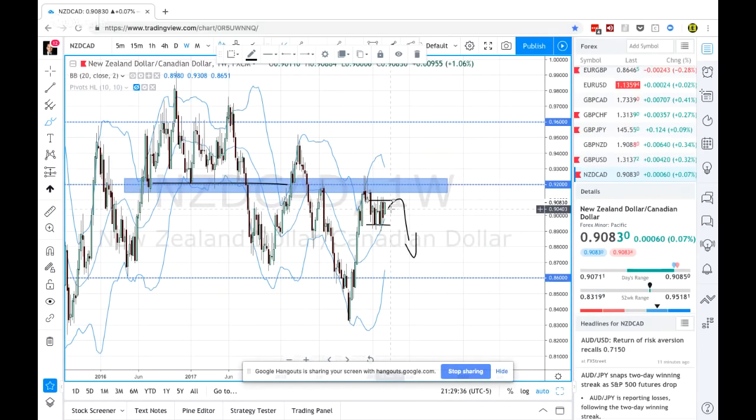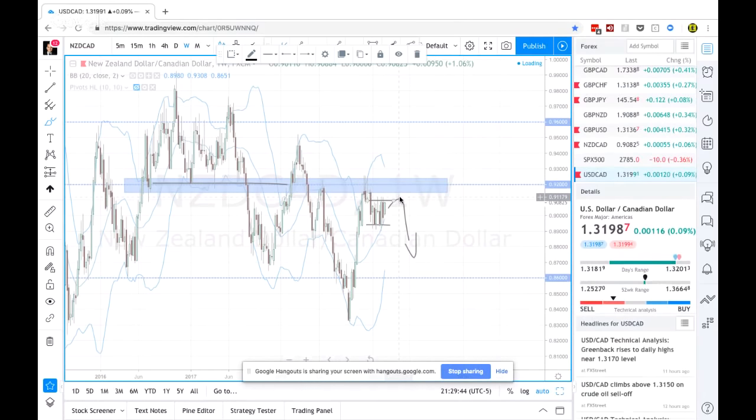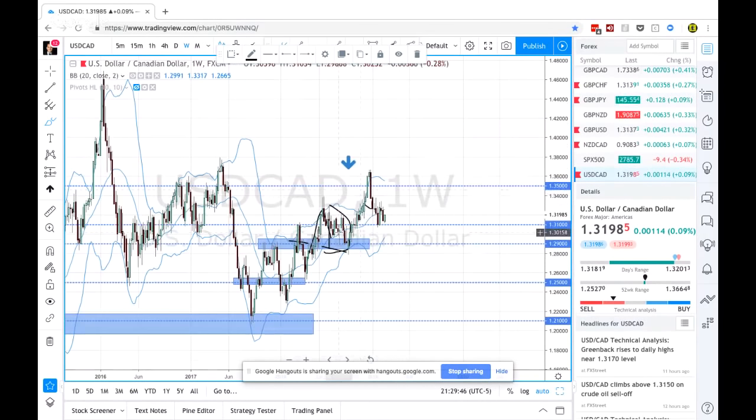Okay, it could come a little bit closer to the zone, and then look for your setup with the Bollinger Band on the lower time frame. Yeah, but it's pretty close to it. S&P is fine. USD CAD is coming back here to retest a support area at 1.31.